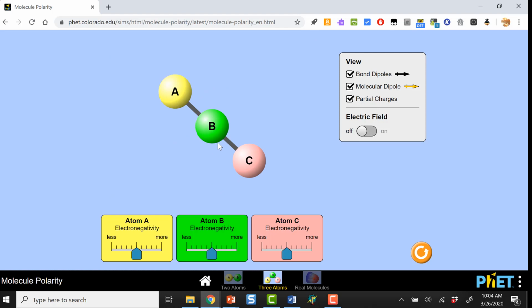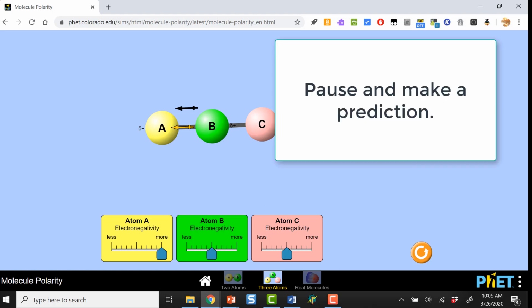I'm going to return A to the left side. What if A winds up being a highly electronegative atom, whereas B and C are not? Well, if A is somewhat electronegative, that means that this end over here is partially negative. We see that B has a partially positive charge and C has no overall charge on it at all. What happens if I turn on the electric field?